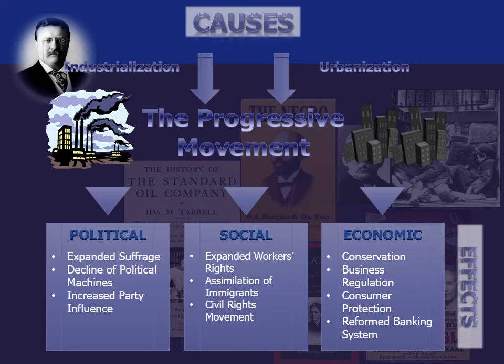You want to decrease the political machines that we saw with urbanization, such as Boss Tweed and Tammany Hall, and increase party and voter influence to get the caucuses, which we've heard a lot about, of course, with this election. And then you have the social aspects. You have workers' rights, assimilation of immigrants, and of course the civil rights movement, and then the economic issues.